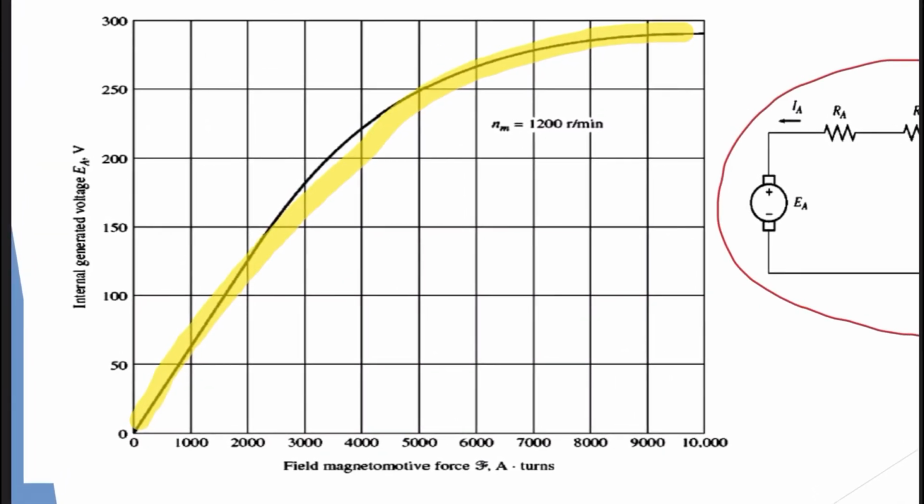For example, here 1200, at this point approximately here. Just go up here. At this point, approximately it will be what, guys? It will be 80. EA will be 80 volt approximately.